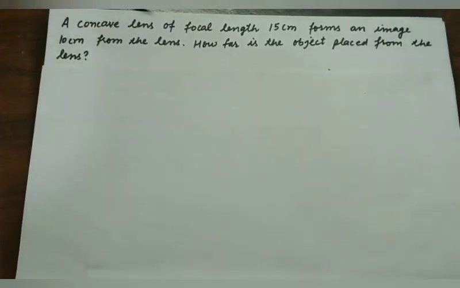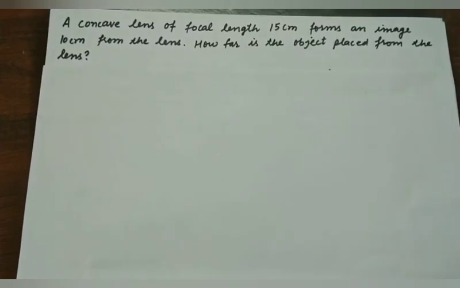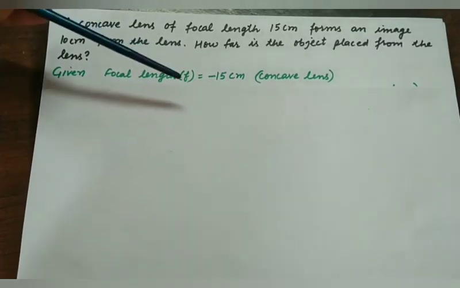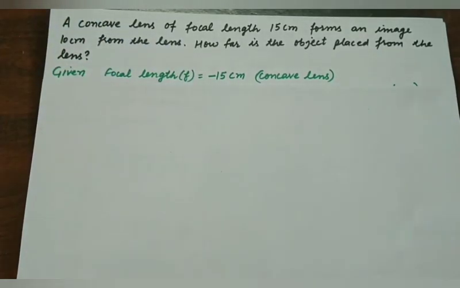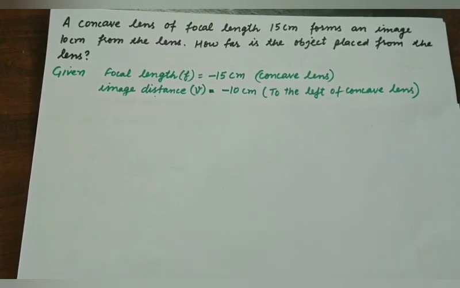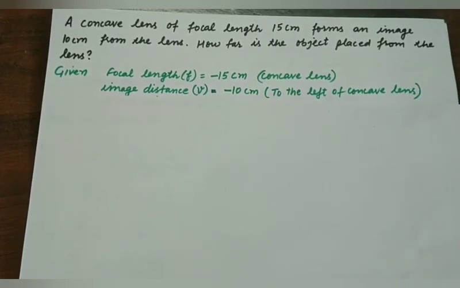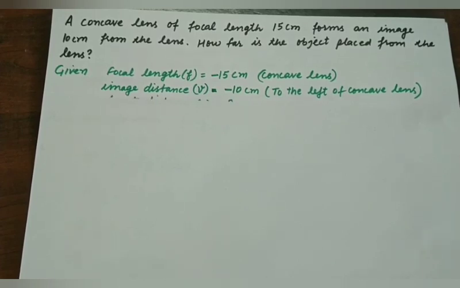A concave lens of focal length 15 centimeter forms an image 10 centimeter from the lens. So here the focal length is given and the image distance is given. You are supposed to find the object distance. The focal length given is 15 centimeter, but because it is a concave lens, we will place the minus sign, minus 15. Image distance given is minus 10 centimeter. Why is it minus? Because the image will be formed on the left side of the concave lens. We are supposed to find the object distance.